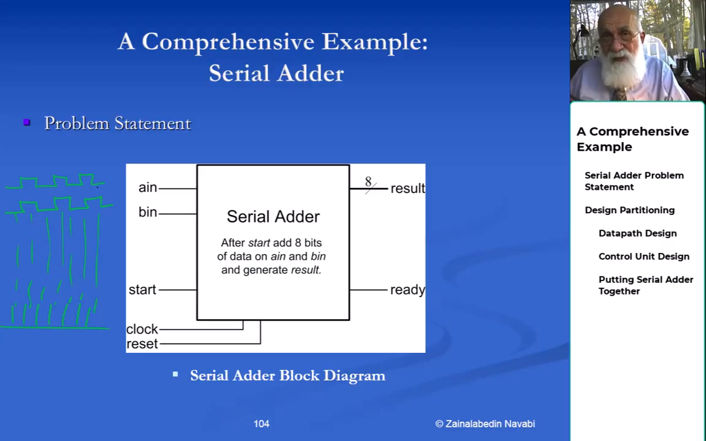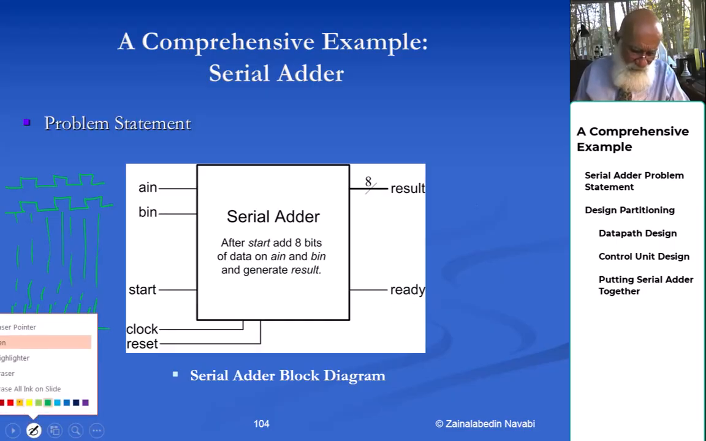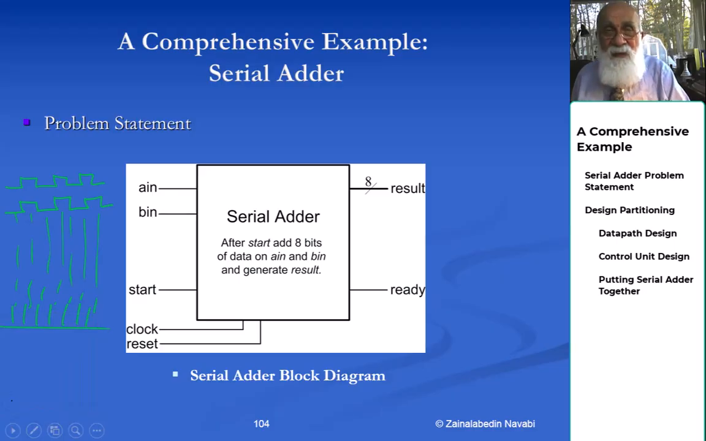Same thing over here. After you start, on the edges of the clock, you will be picking up your data from A and B, and in 8 consecutive clocks, least significant bits first, you will be adding them together. Once you have added them together, after 8 clocks, you will generate the add result, put it on the result, and issue the ready signal. Okay? With all this being said, let's decide what are my data path components, what are my control, and what are the signals. Okay, data is coming in bit by bit.